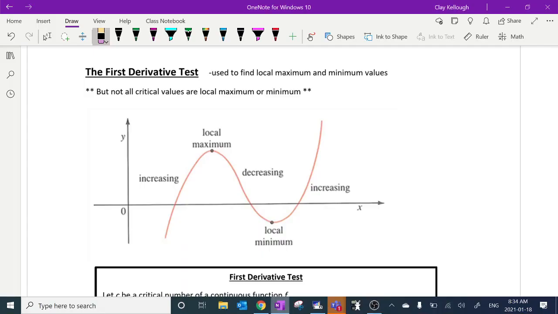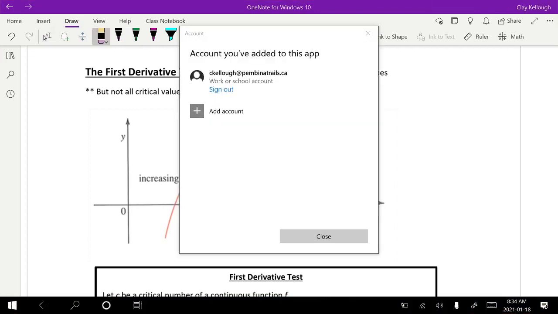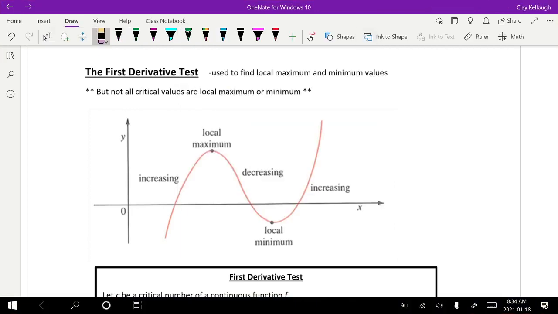There we go. Okay, so we are on to 4.3, the first derivative test. This is chapter 4.3. And again, what we're doing here is we're using the first derivative to tell us when we have a local maximum and a local minimum.